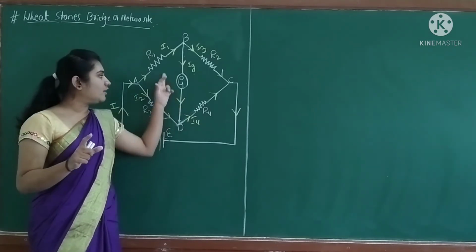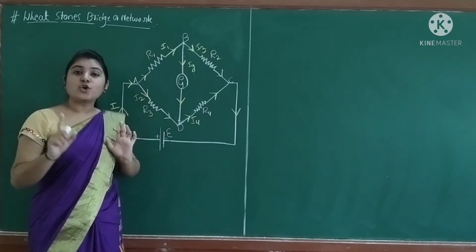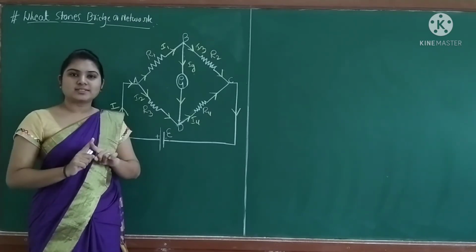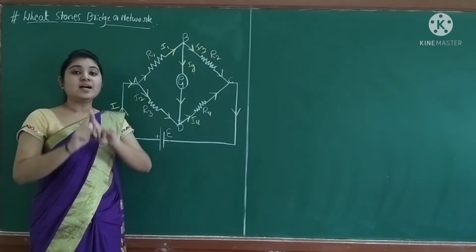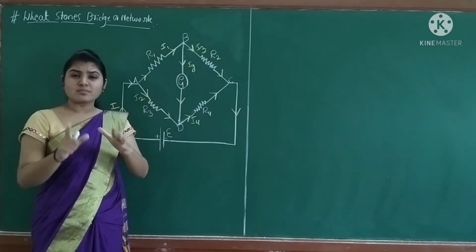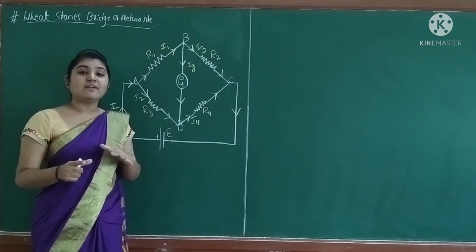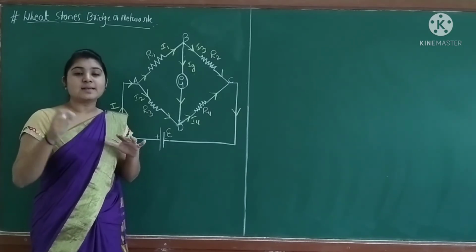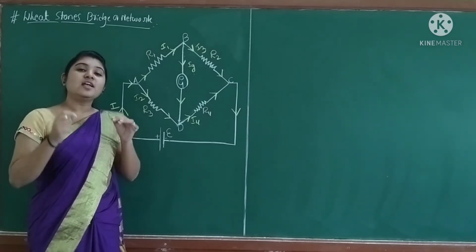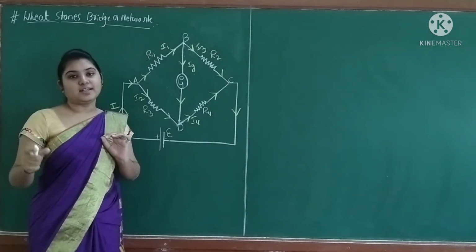So the galvanometer will show 0 deflection. When it shows 0 deflection, we understand that the current is 0, that is Ig is equal to 0. That is what we call Wheatstone's balanced condition.